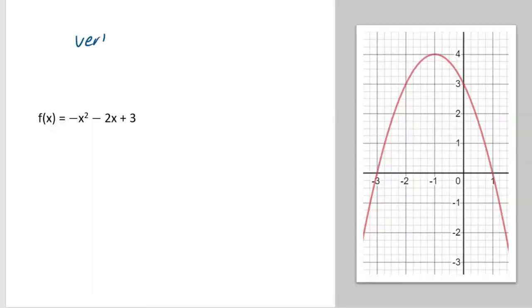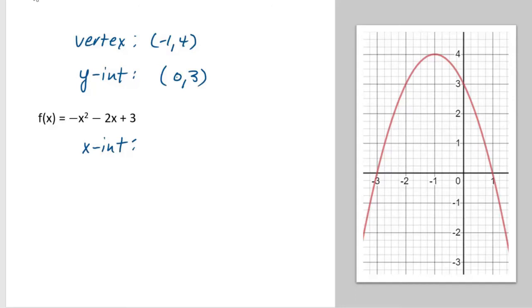So we have a vertex of negative 1, 4. Our y-intercept is the point 0, 3, and we found that we have two x-intercepts, both real values. The first is negative 3, 0, and the second, 1, 0. We'll find these points on the coordinate plane. First, the vertex, the point negative 1, 4. Then the y-intercept, the point 0, 3. The x-intercepts, the points negative 3, 0, and 1, 0. And really, that's enough for us to draw our parabola.